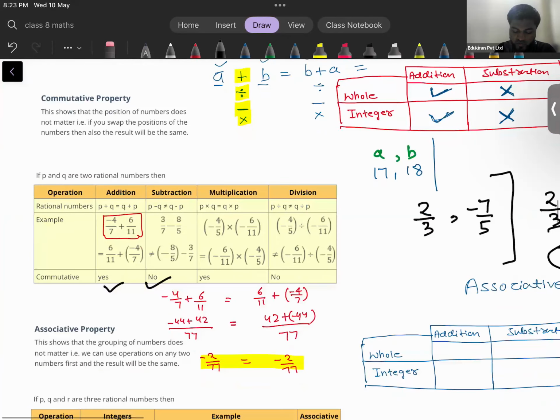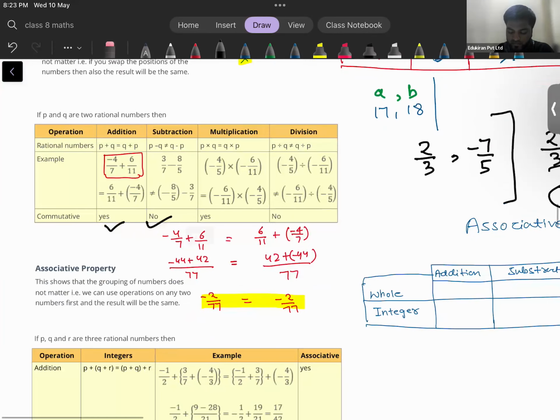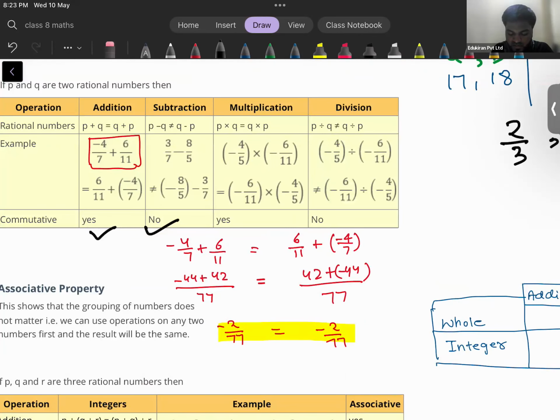What about multiplication? That is very simple. It is going to be a yes for rational numbers.